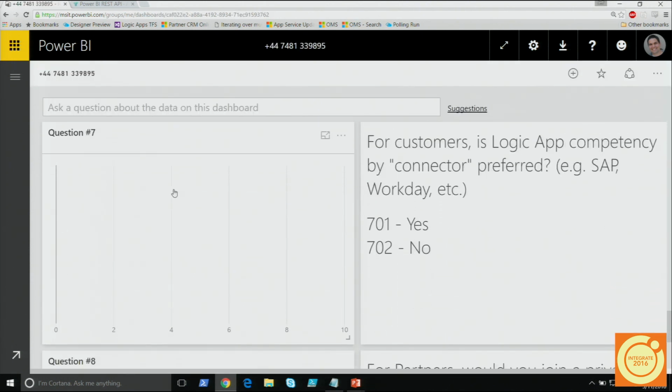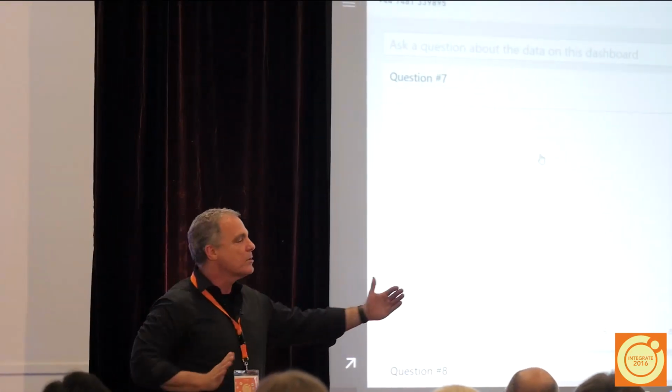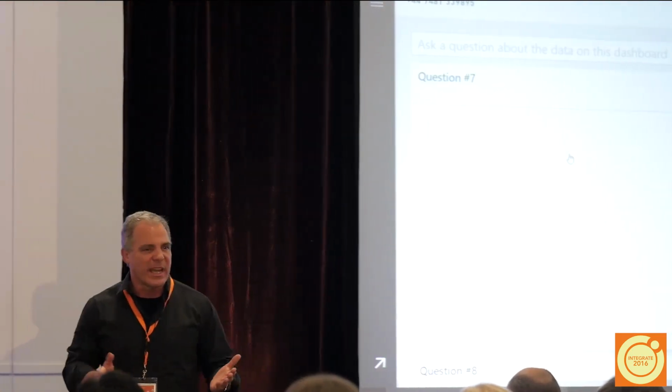Okay, so we'll go to the next one. Number 7, for customers, is a Logic Apps competency by connector preferred? Where we were going with this one is, when you're thinking about Logic Apps, do you want somebody who has more experience with a specific connector than with Logic Apps overall? For example, someone who really understands the SQL triggers and actions and the Workday triggers and actions, and if they get that, I'm expecting they understand all of the workflow capabilities and the branching and everything else we can do in Logic Apps. But do they have specific understanding of that enterprise connector? Would that be your preferred model? We were just trying to figure out if that's the way we should be thinking about finding the right partner.